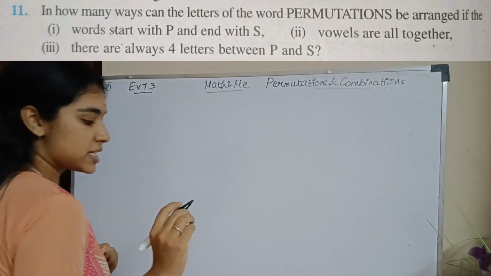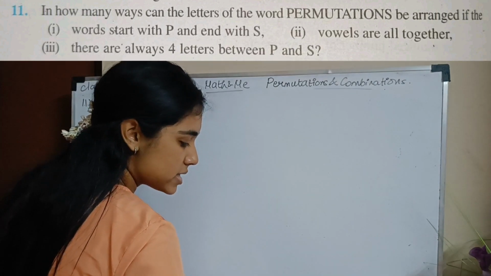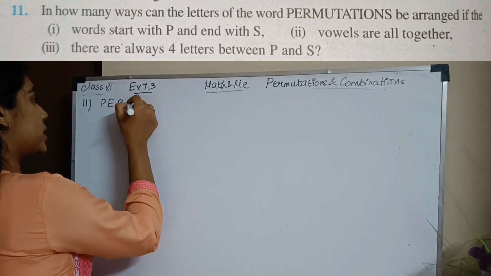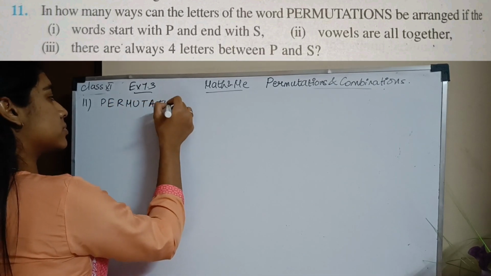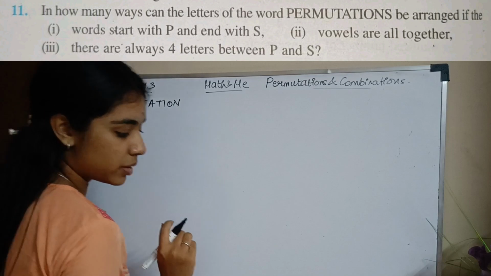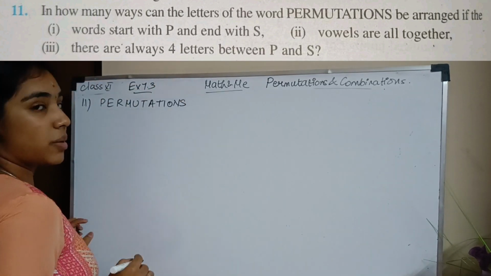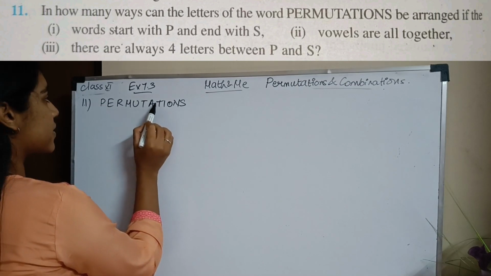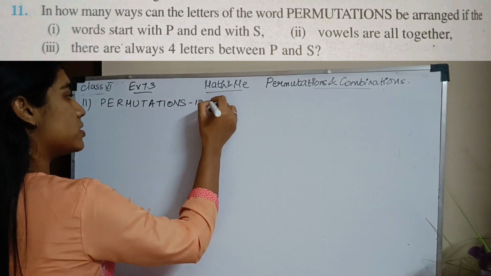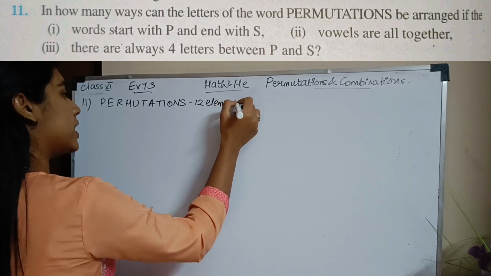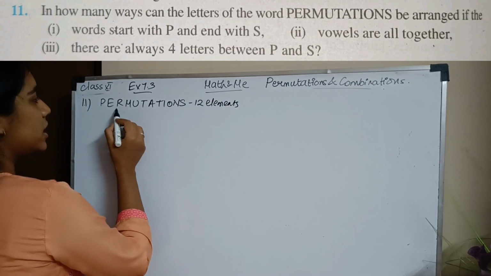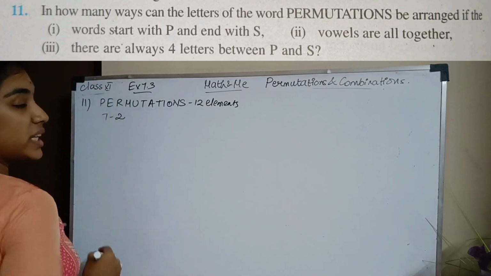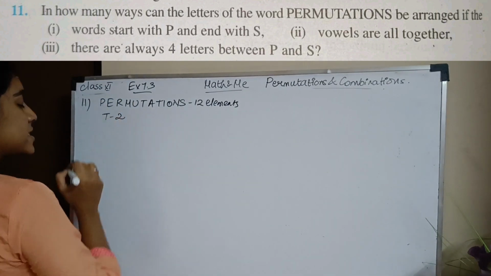Question number 11. This is a little tricky. In how many ways can the letters of the word PERMUTATIONS be arranged? Please copy the question correctly. How many elements do I have? 1, 2, 3, 4, 5, 6, 7, 8, 9, 10, 11, 12. So I have 12 elements in total. And do I have any repetition? P, E, R, M, U, T. T is repeated twice, so I have 2 T's. Nothing else is repeated.